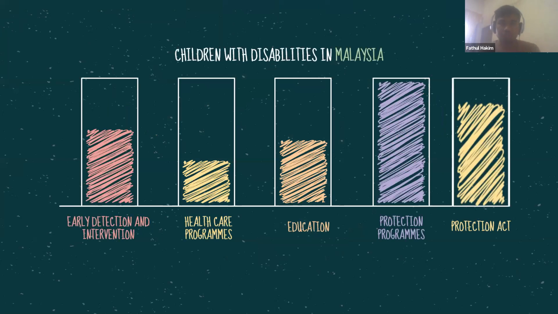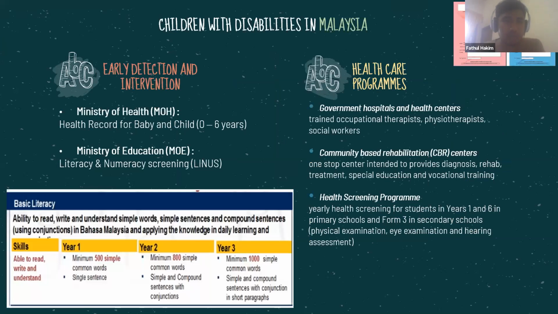So, children with disability in Malaysia. There are many suggestions to protect children with disability in Malaysia. First is early detection and intervention. Second, healthcare program. Third, education. Fourth, protection program. Fifth, protection act. Okay. Next. First, we go to early detection and intervention.